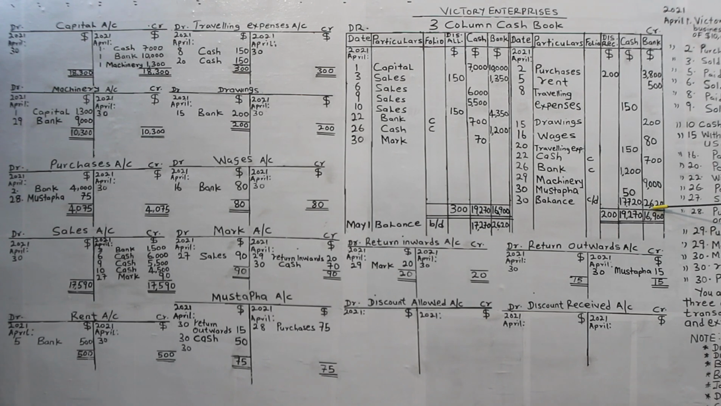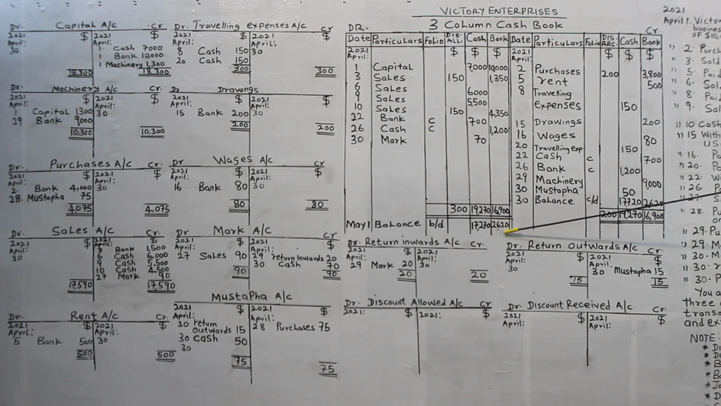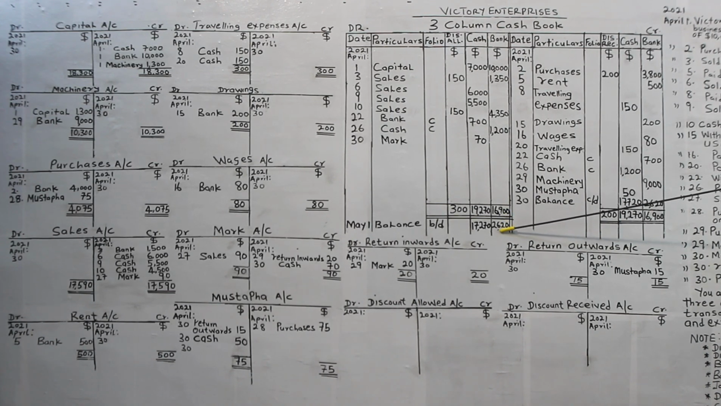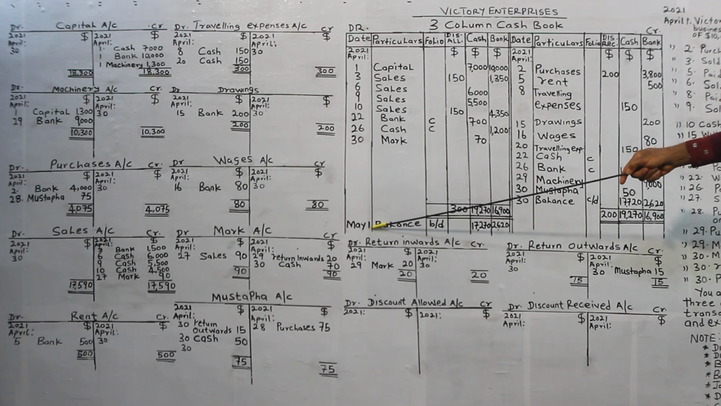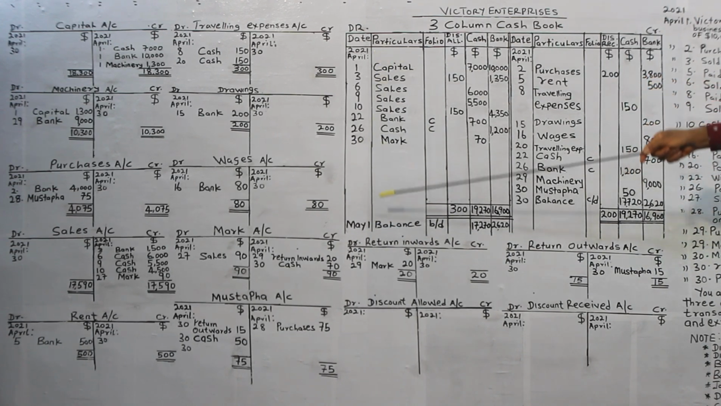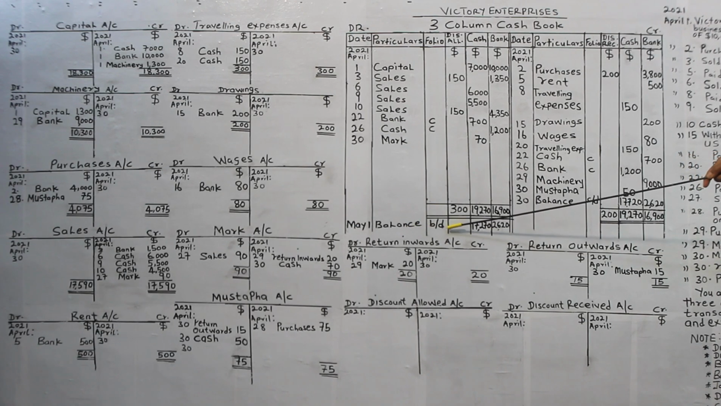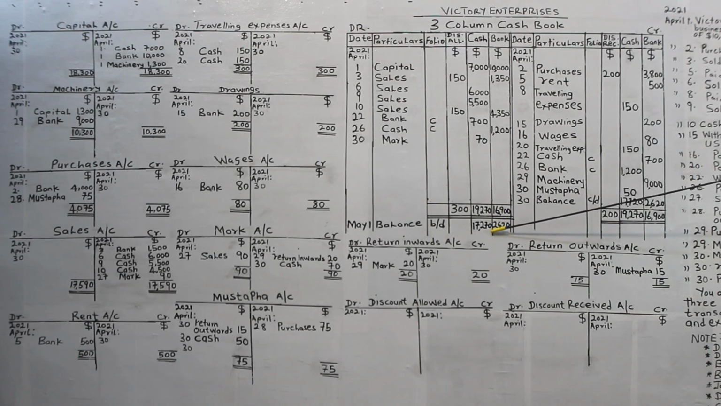Now the balance carried down of 2,620 shown on the credit side of the bank column will be taken to the bank column under the closed figure of 16,900, shown here as balance brought down for May 1st, 2021. So the same balance brought down controls the cash column and the bank column for May 1st, 2021.